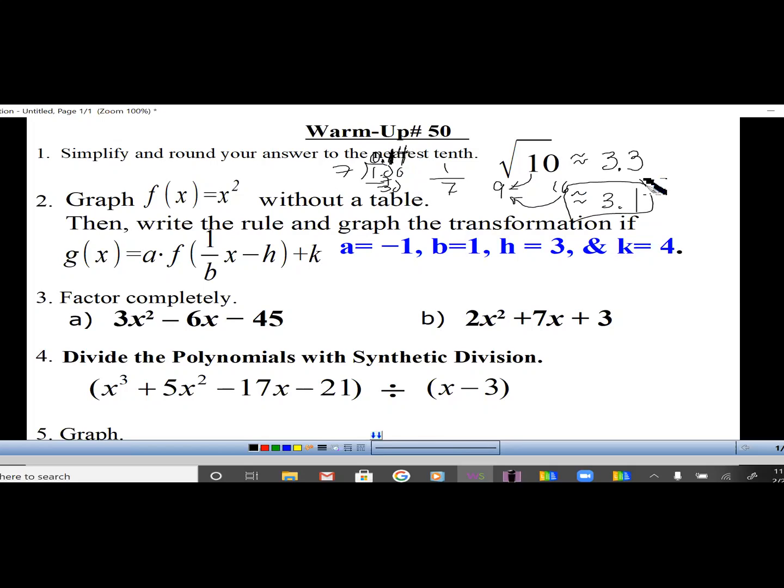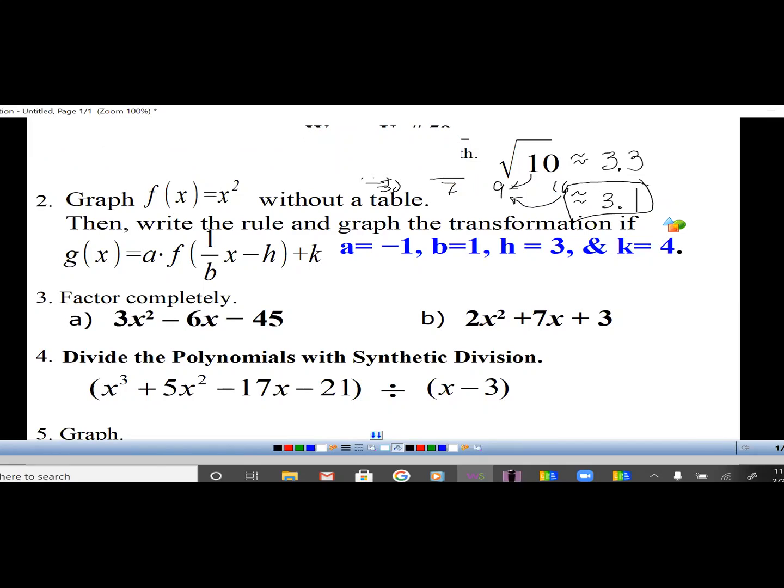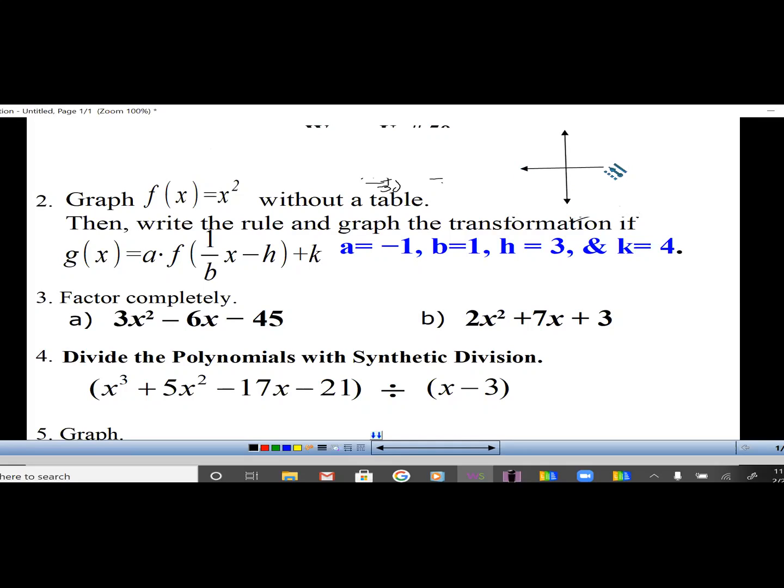All right. Come on, Avery, try to wing that one. Let's go to number 2. Number 2, let's graph that one. So let me do that right above. It says graph without a table. So here's my coordinate plane. And like I said, by now the parabola should be automatic. We start with our vertex at 0, 0, the point of origin. And here's my parabola. And then we're going to graph that transformation.